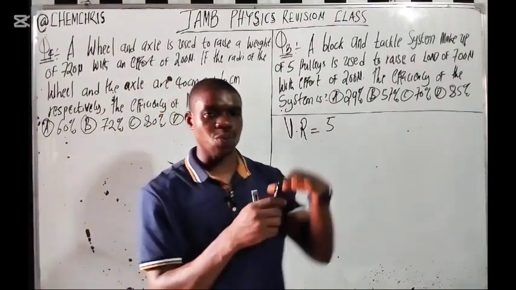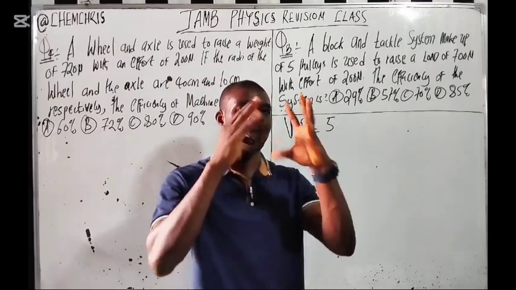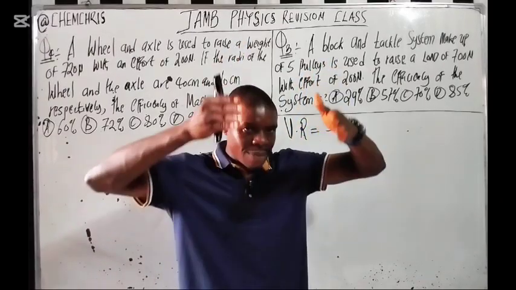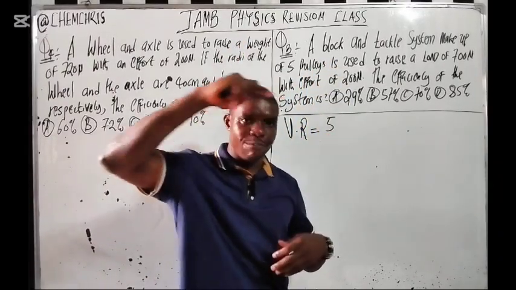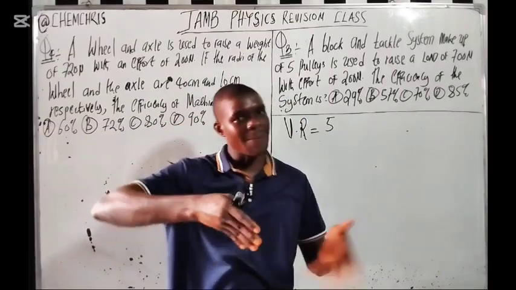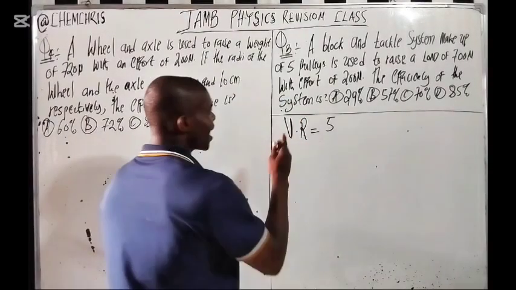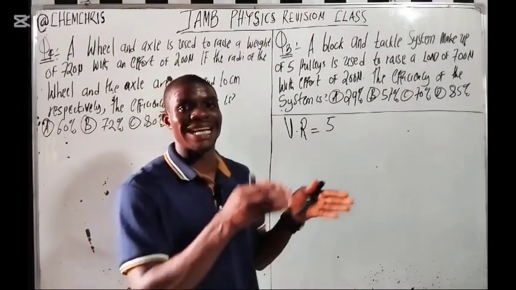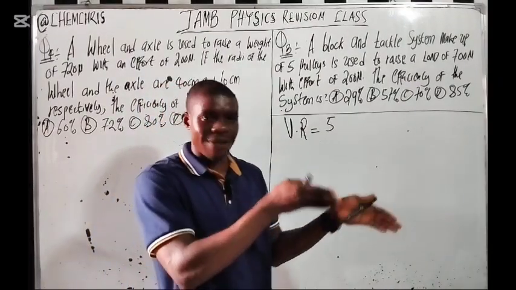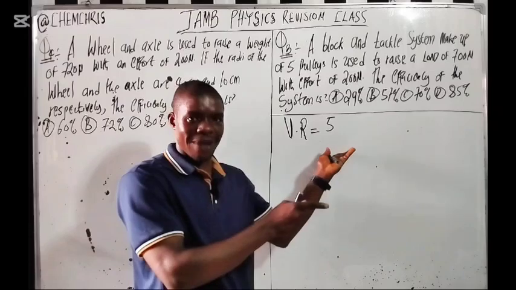At times you will not be given the velocity ratio. You only get the diagram. When the diagram is given to you, just count the number of pulleys. It can be 6, 5, or 4, depending on the type of pulley system. Here they didn't give us a diagram, they only told us the number of pulleys is 5. So my velocity ratio here is 5, right?